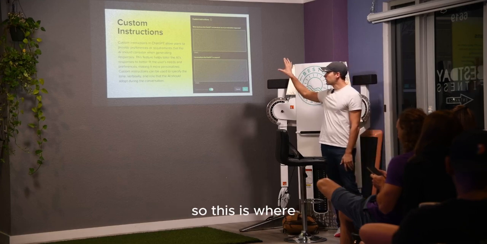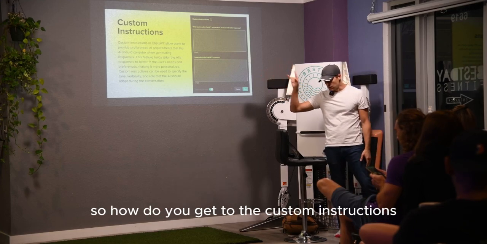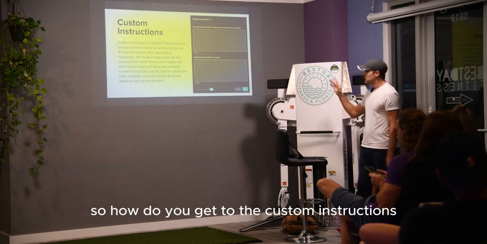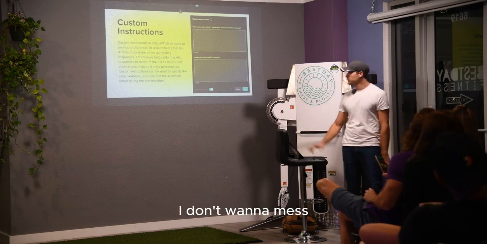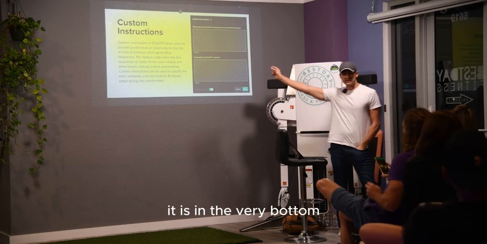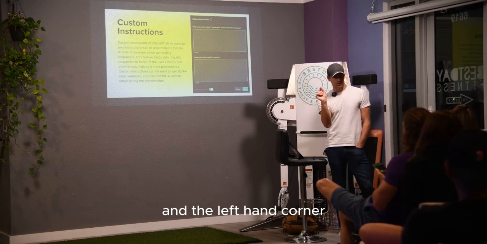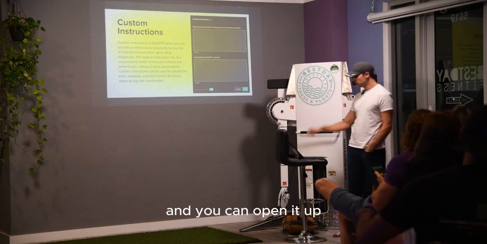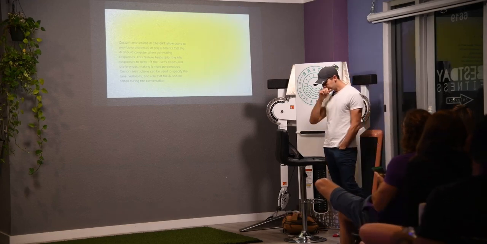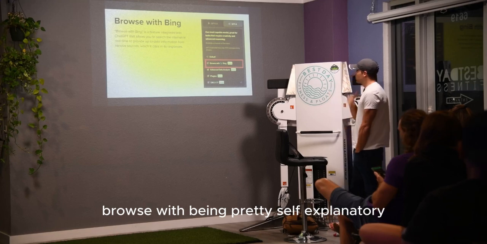So this is where we're talking about custom instructions. So how do you get to the custom instructions? I'm going to go over that later. I don't want to mess up what we have. Essentially, it is in the very bottom in the left-hand corner, the 3 dots. There's the menu there. You'll have custom instructions right there, and you can open it up and put that in there.